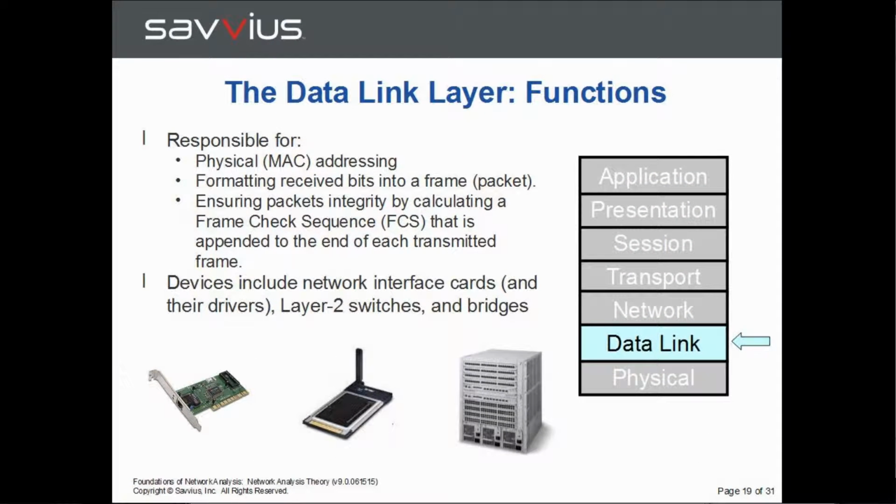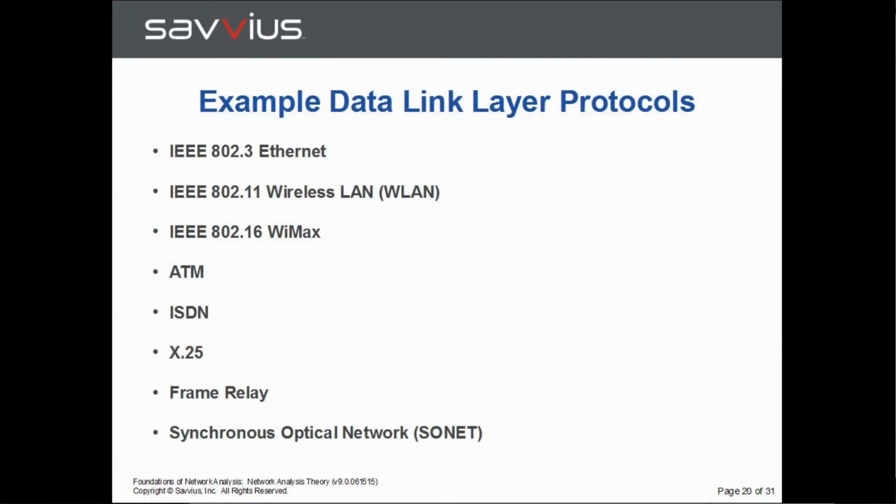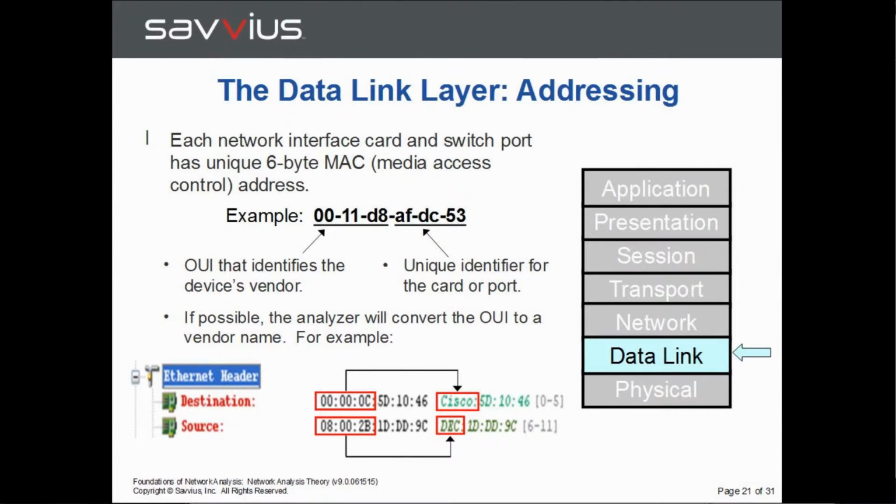The data link layer, or Layer 2, is where all the physical addressing of the individual devices resides. Examples of well-known data link layer protocols include Ethernet 802.3 and Wireless 802.11. As I mentioned earlier, the data link layer contains the MAC, or Media Access Control address of the device.